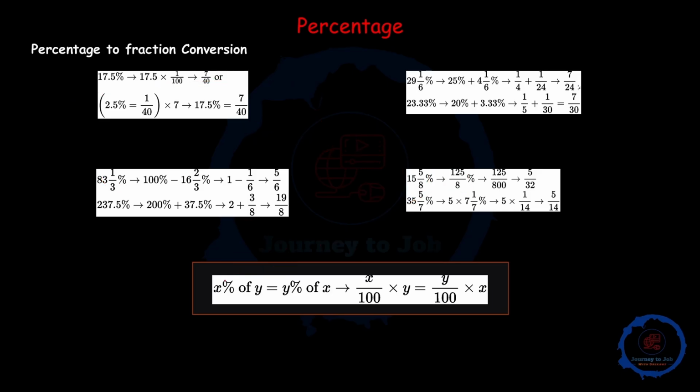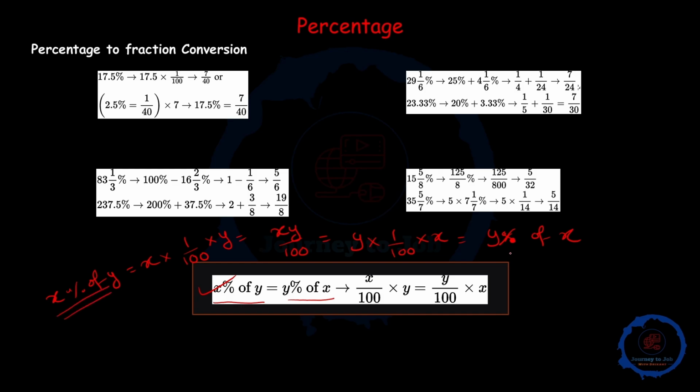Next, this is very important formula. X% of y and y% of x is same. How? See, x percentage of y means x into percentage, just simply write 1 by 100, into y. This means xy by 100, or you can write y into 1 by 100 into x also. Now y into this 1 by 100 means y percent of x. So x% of y is equal to y% of x.